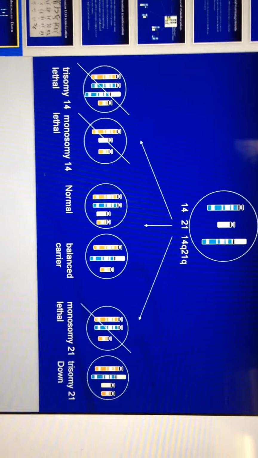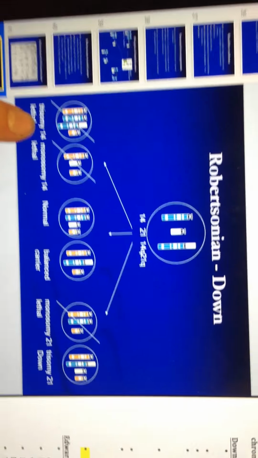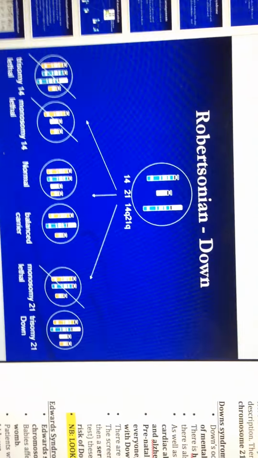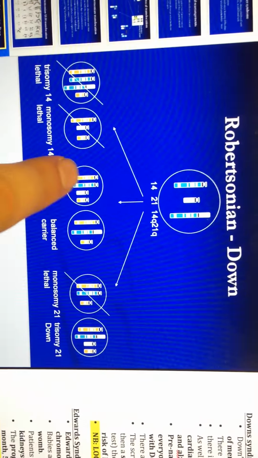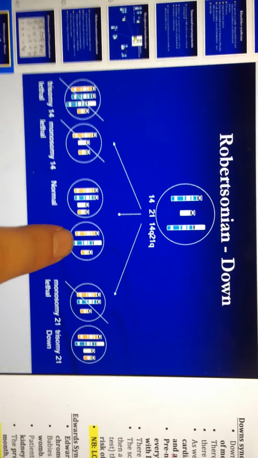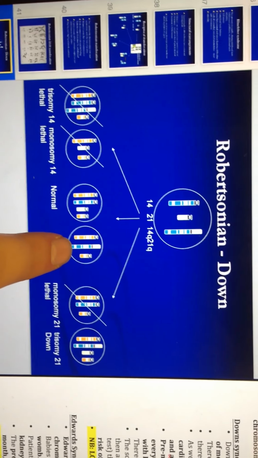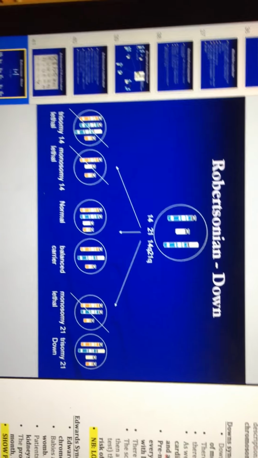So here is a balanced carrier. With the Robertsonian translocation we have four options: either potentially lethal, or they have the trisomy, which is here, trisomy for Down syndrome, or they are normal, or they're a balanced carrier. A balanced carrier means they still have both chromosomes, but they're carrying the Robertsonian chromosome as well. If you don't understand that, no issue, just try to research it, inshallah.